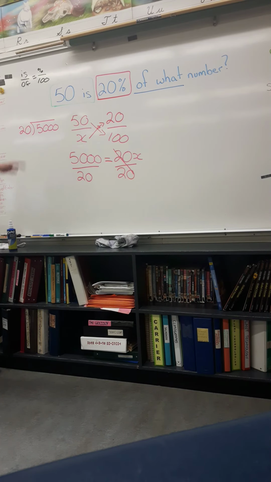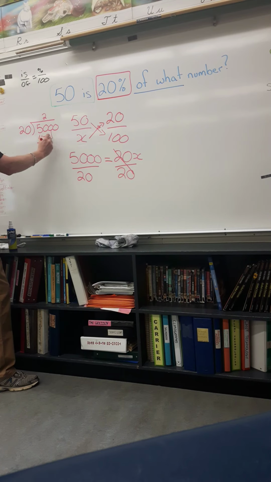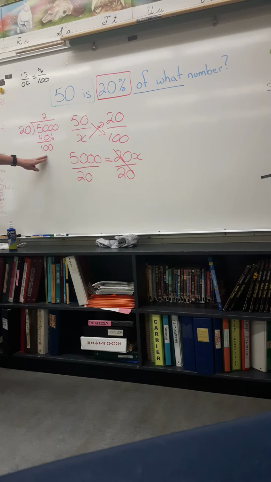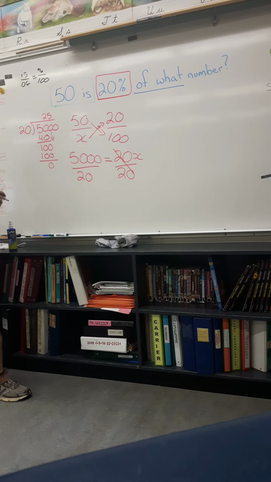Okay, so does 20 go into 50? It does. 20 goes in there 2 times. That would be 40, leaving us with a remainder of 10. I'm going to drop a 0 down, giving me 100. Does 20 go into 100? Yes, it does. It goes in there 5 times. 5 times 20 is 100, leaving us with a remainder of 0.